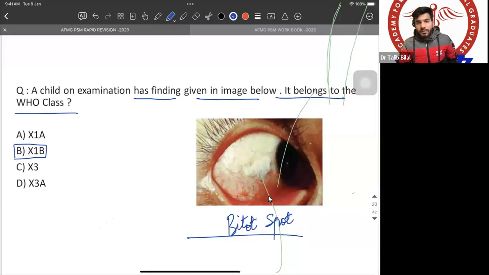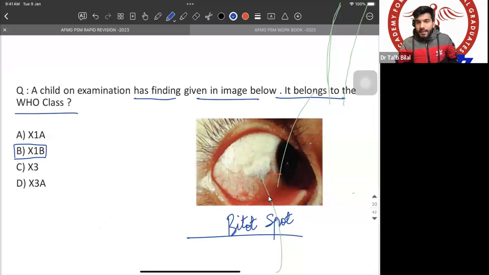B7 is biotin. B6 is pyridoxine, deficiency mainly due to the intake of isoniazid. That's why we prescribe pyridoxine in TB patients. Then B9 is folic acid, already discussed. It causes megaloblastic anemia and neural tube defects. Megaloblastic anemia is also caused by vitamin B12, which helps in the myelin sheath of the neurons. So if vitamin B12 is deficient, the patient presents more with neurological features.